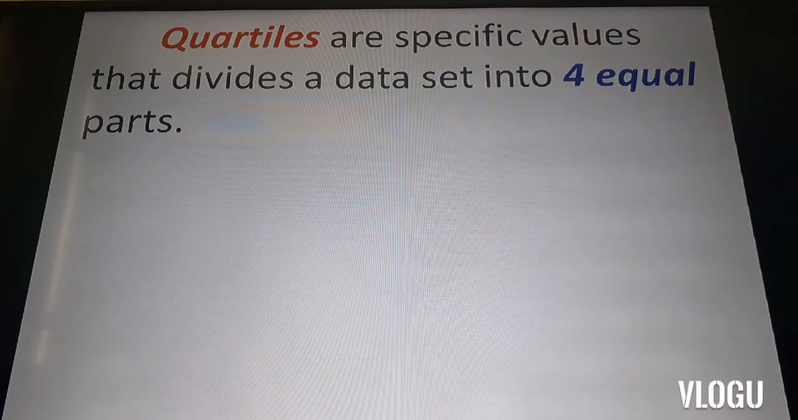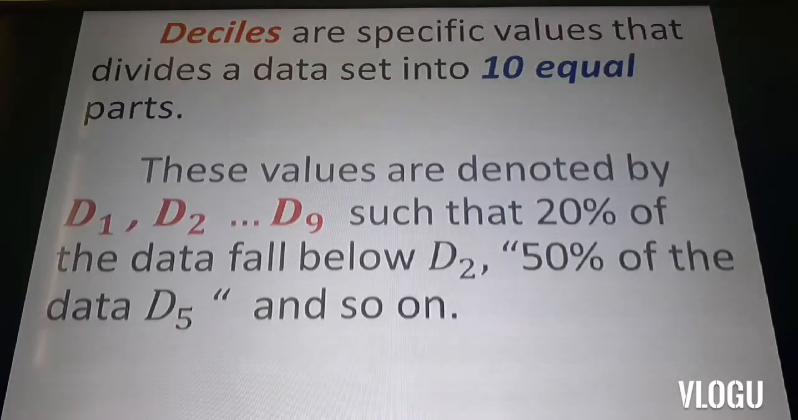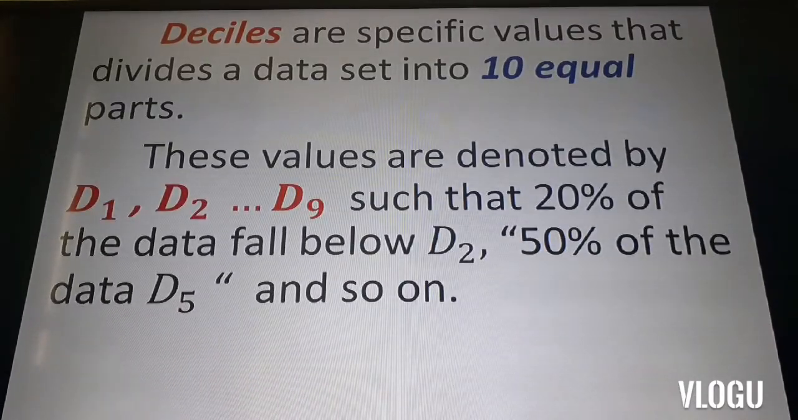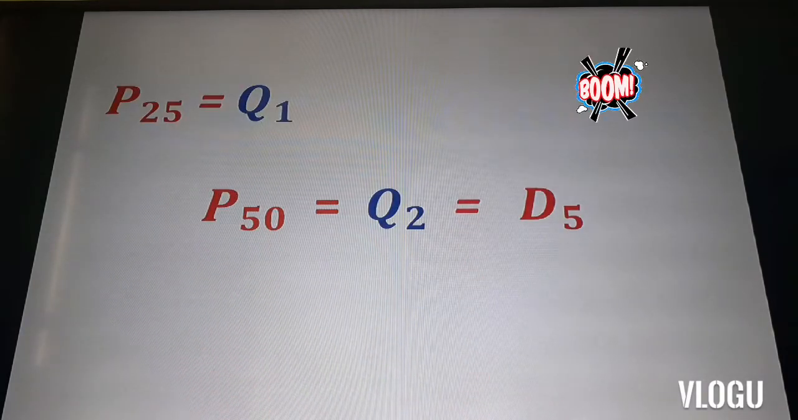What are quartiles? These are specific values that divide the data set into 4 equal parts. How about deciles? Deciles are specific values that divide the data set into 10 equal parts. These are some of the equivalents that we have to consider in solving the measures of positions.